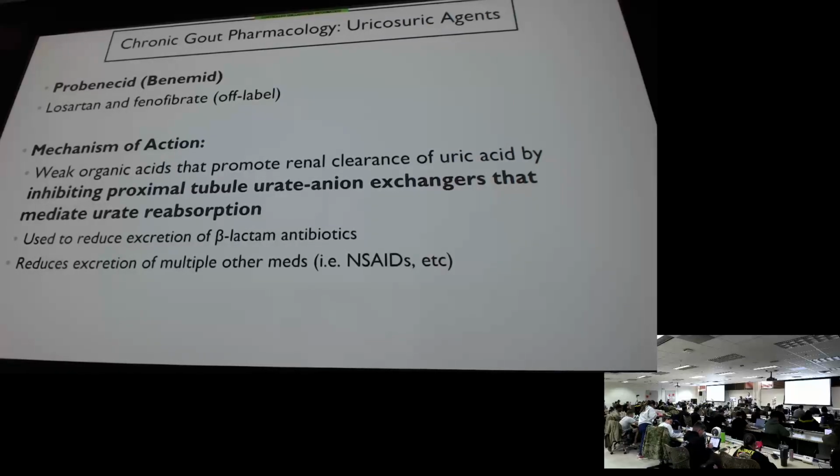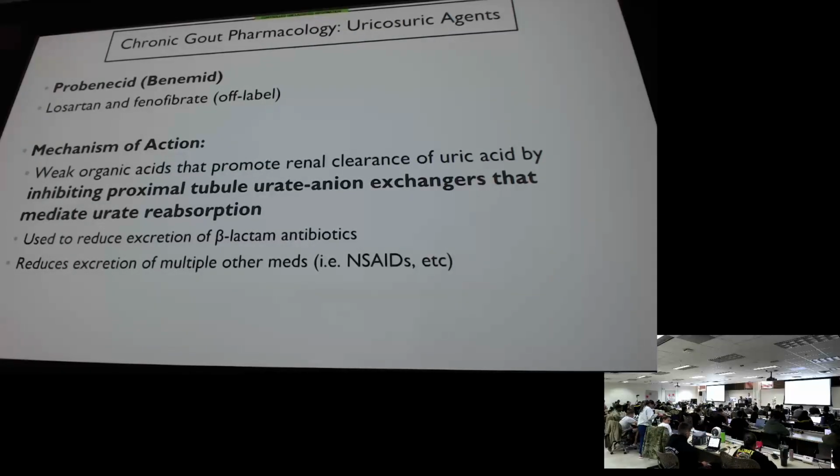So we move into the uricosuric agents. So these agents, as is in the name, help you excrete uric acid. Losartan and fenofibrate are off-label. You need to just be aware of that. I'm not going to test you on it, but off-label uricosuric agents are losartan and fenofibrate. You need to know about the probenecid, right? So they're second line, and basically increase the renal excretion of uric acid.